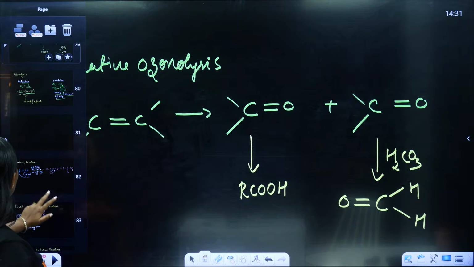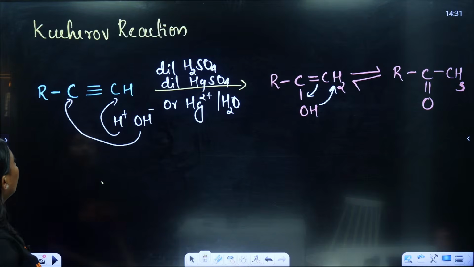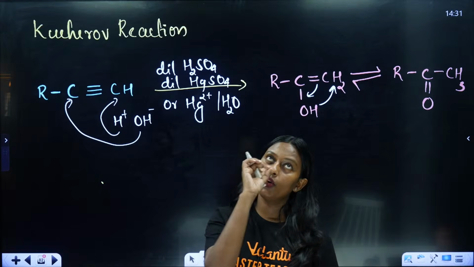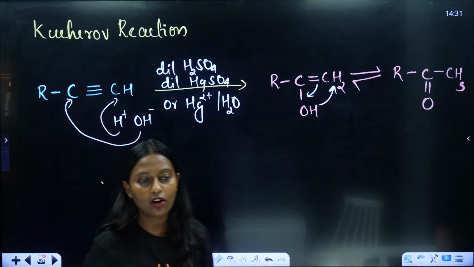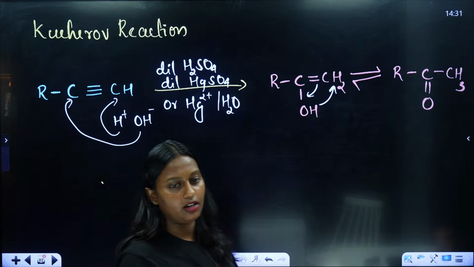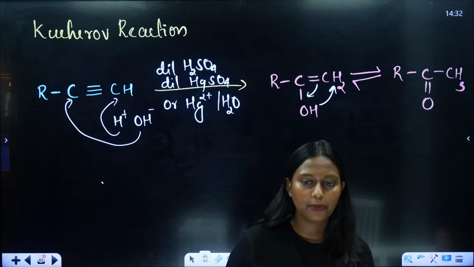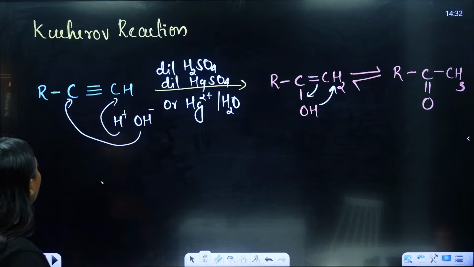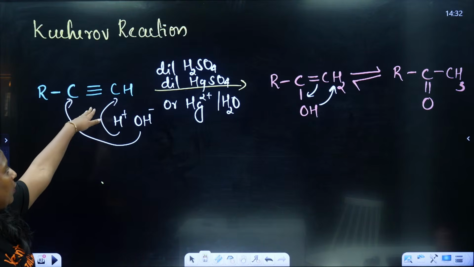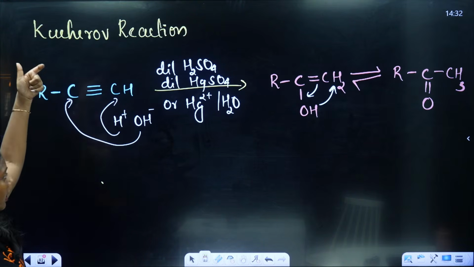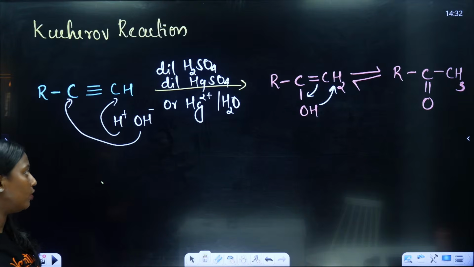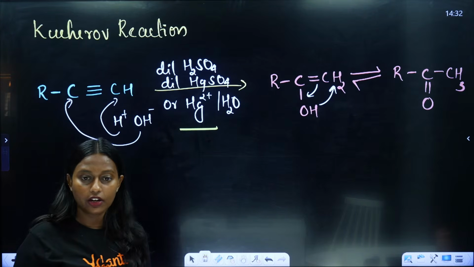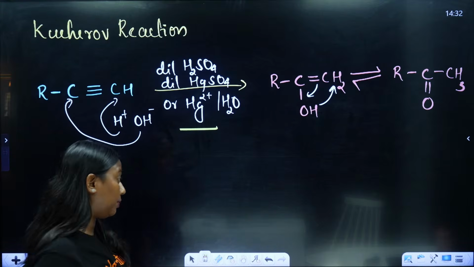So next we are moving to the next named reaction, that is Kucherov reaction. Yes ma'am, excess oxygen is oxidative. This is ozonolysis, and the oxidizing agents are also very strong. Here we are treating a triple bond, an alkyne, in dilute H2SO4 or dilute AgSO4, with Hg2+ and water; the reaction happens in the presence of Hg2+ and water.